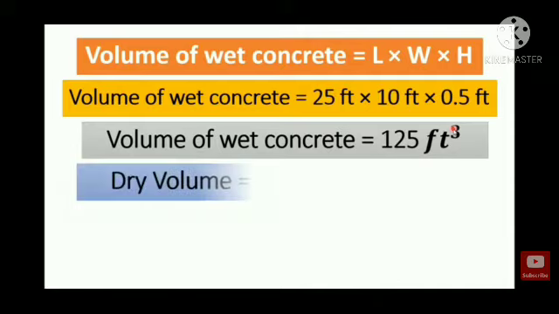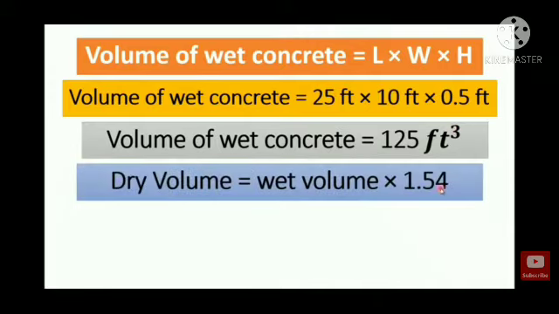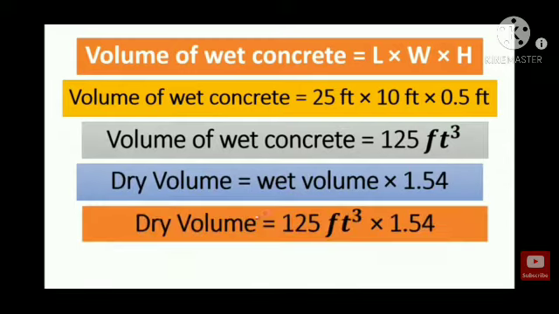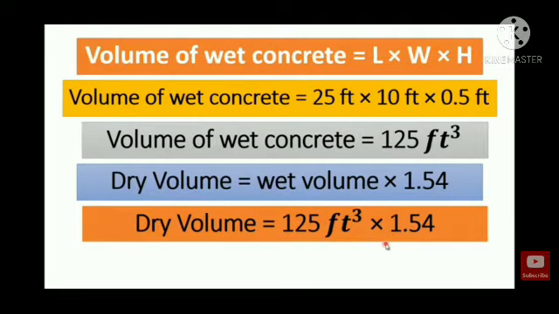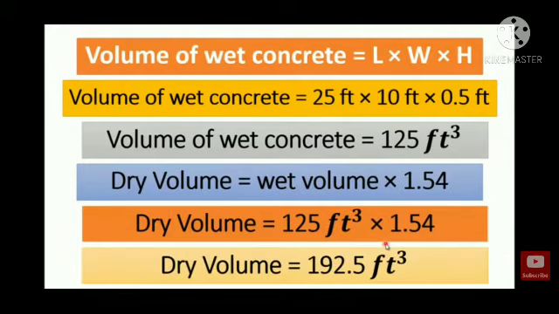So we want the dry volume of concrete. Dry volume of concrete equals wet volume into 1.54. Dry volume of concrete equals 125 cubic feet into 1.54. After simple calculation, dry volume of concrete equals 192.5 cubic feet. Now this is the dry volume of material required for this slab.